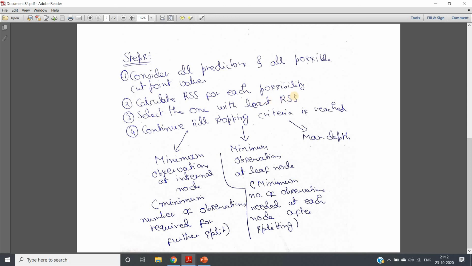Then it will select the one having the minimum classification error rate. In the regression problem it was the least RSS; in the classification problem it is going to select the one for which it gets the minimum classification error rate, and continue until the stopping criterion is reached. The stopping criterion may be minimum observations at an internal node, minimum observations at a leaf node, or maximum depth of my decision tree. Okay, so this is the actual algorithm which works behind the formation of the classification tree in the decision tree machine learning algorithm. I hope you have understood this.